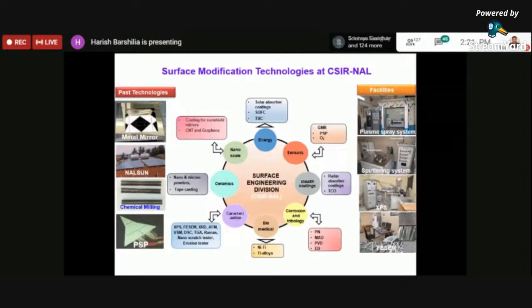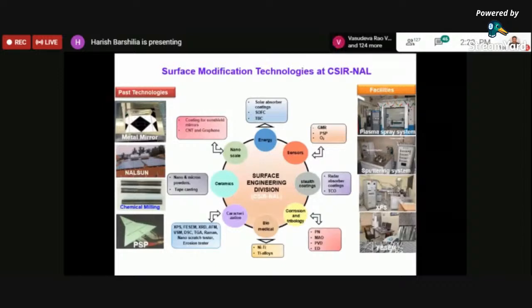We have a major activity in the area of ceramics, wherein we develop a variety of nano size and micron size powders, and then we use these powders to develop various technologies such as tape casting technology. I'll briefly discuss those aspects in my presentation. And recently we have started working on various CNT and graphene based materials, and also MoS2 and other newer generation materials for various strategic applications.